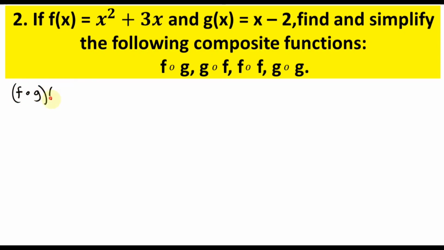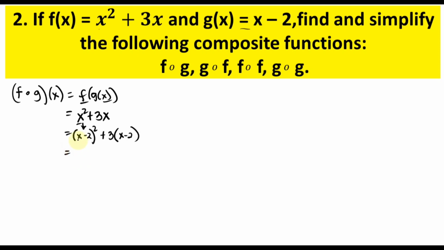Okay, una ito, f times g of x equals f of g of x. So ano yung value ng f of x? So ang value ng f of x is x squared plus 3x. Then i-replace natin yung value ng x sa value ng g of x. So si x magiging x minus 2. So that is x minus 2 raised to 2, ito, that is the value of x, plus 3 times, ang value ng x is x minus 2.